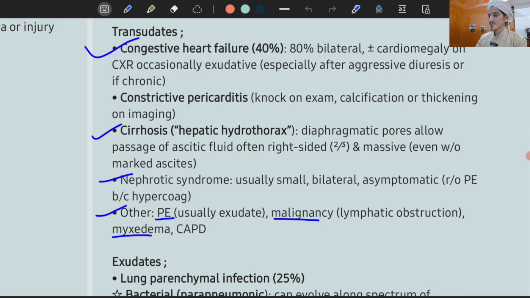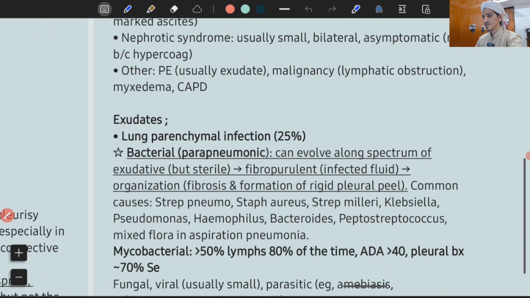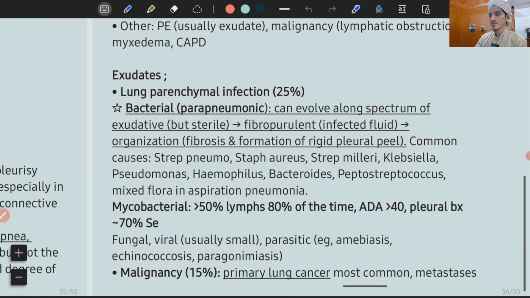Okay. Then coming to exudates. What are the causes of exudative pleural effusion? Number one cause is infection of the lung parenchyma, 25% of the time. It can be bacterial or it can be mycobacterial. Okay, it can be fungal, viral. But the most common causes are bacterial and mycobacterial.